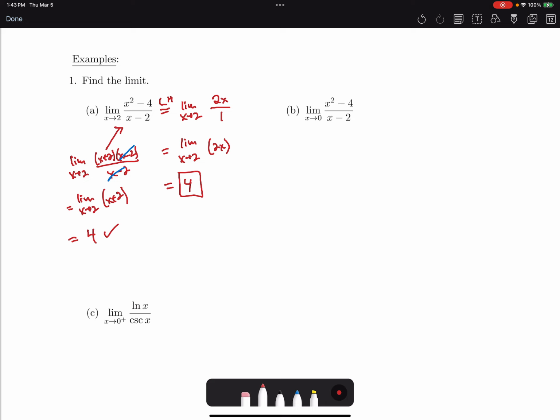Looking at part B, we want to take the limit as x approaches 0 of x squared minus 4 over x minus 2. If we go ahead and substitute 0, we get a negative 4 up here and a negative 2 down there. That's not a 0 over 0. You should not apply L'Hopital's rule here because it's not in the correct form. In fact, this is not even indeterminate. This is just negative 4 over negative 2, which is 2. That's all there is to part B. So again, don't get into the bad habit of just automatically applying L'Hopital every time you encounter a limit.